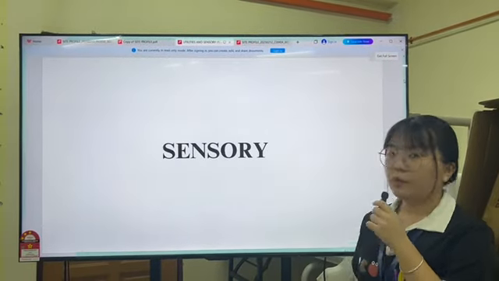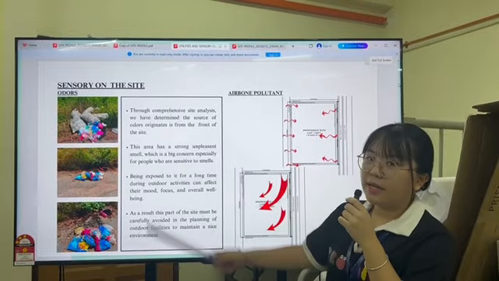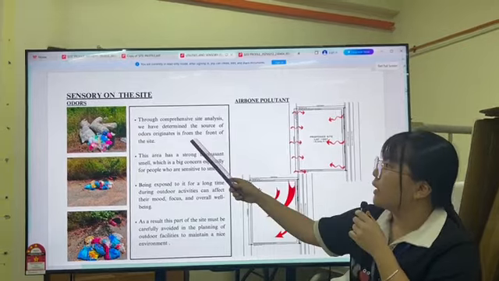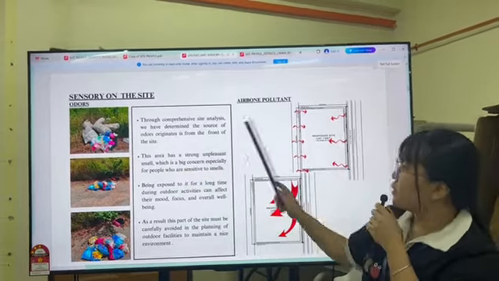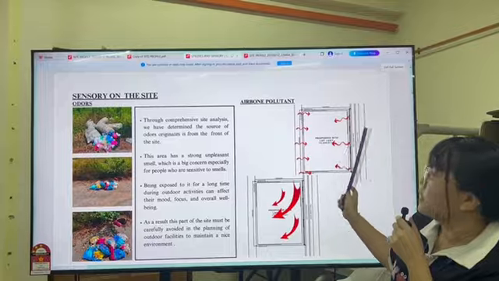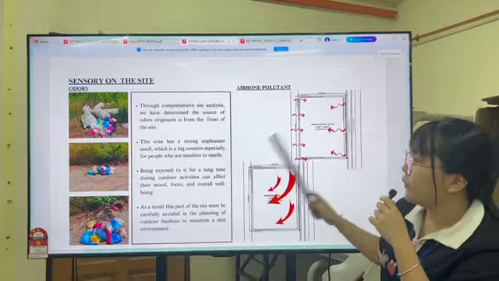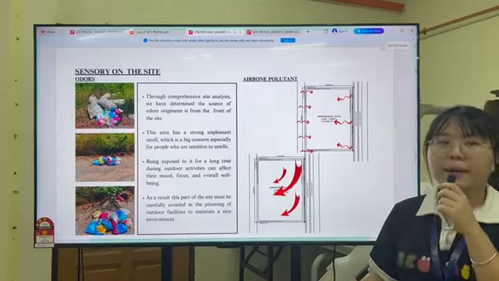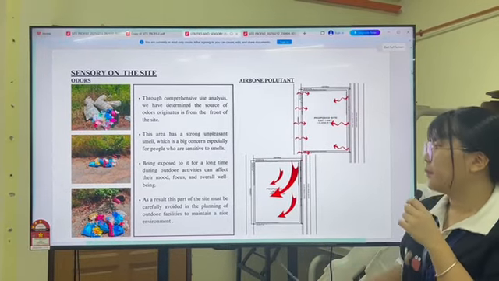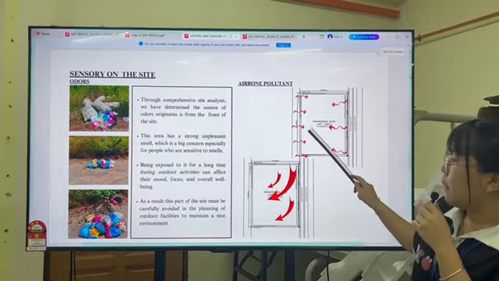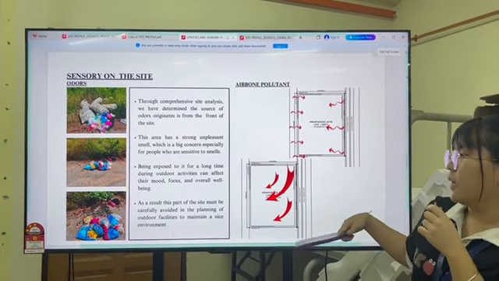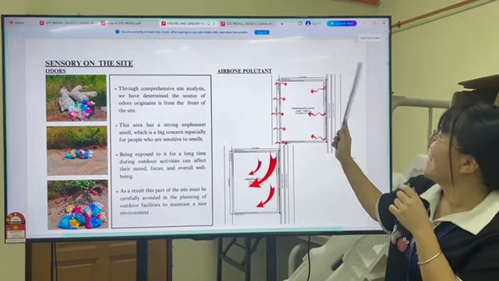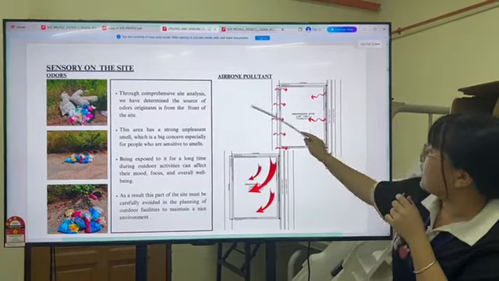Okay, next we go to sensory. So for sensory on the site, we have odors. Through comprehensive site analysis, we have determined that the source of the odors comes from the front of the site. This area has a strong and unpleasant smell, which is a big concern for people who are sensitive to smell. Being exposed for a long time during outdoor activity can affect their mood, focus, and overall well-being. As a result, these parts of the site must be carefully avoided in the planning of the outdoor facilities to maintain a nice environment. So this is the airborne pollutants. You can see that the odors come here and here.